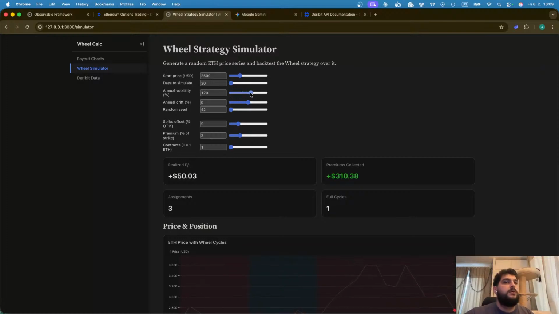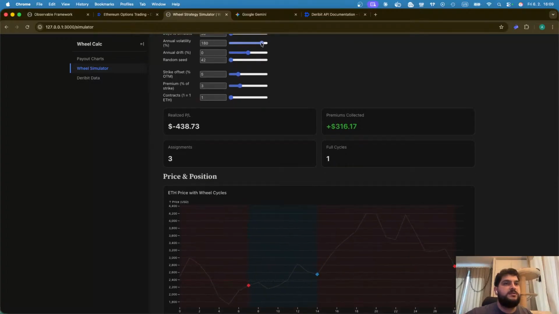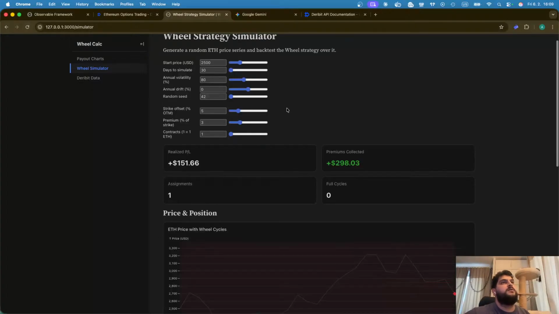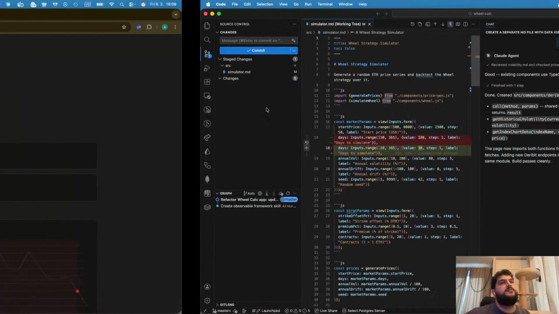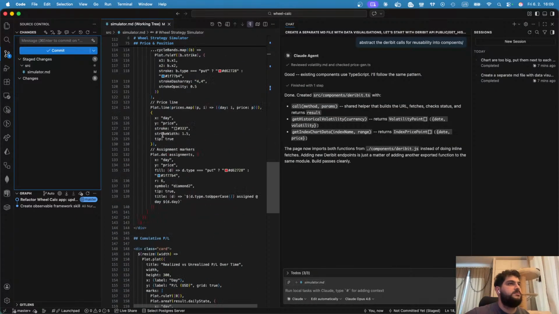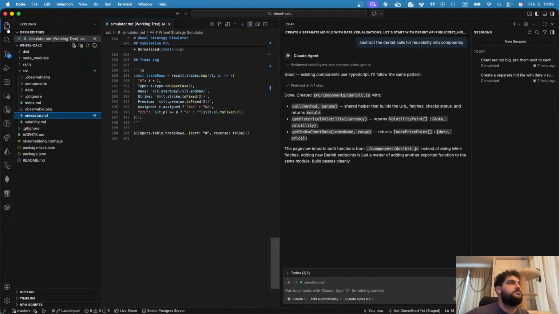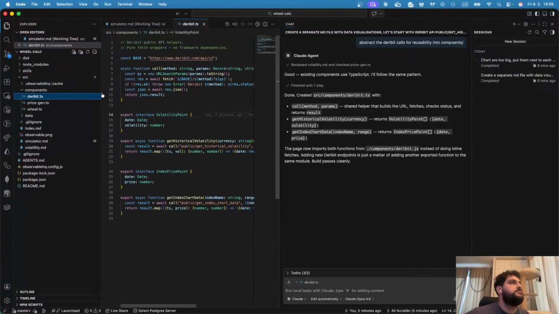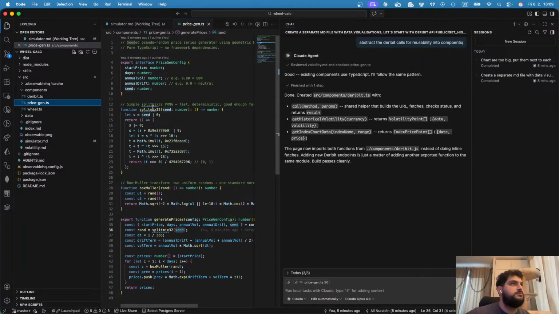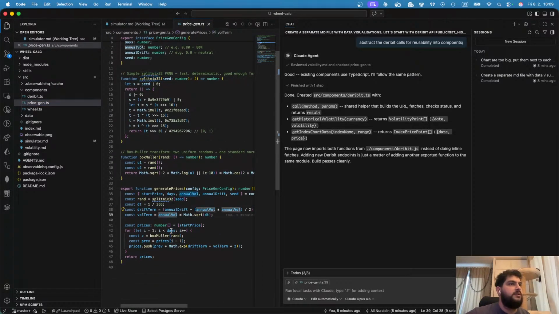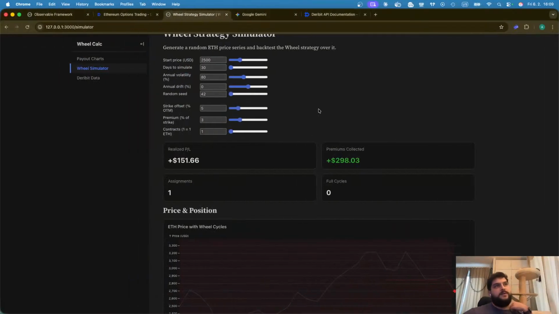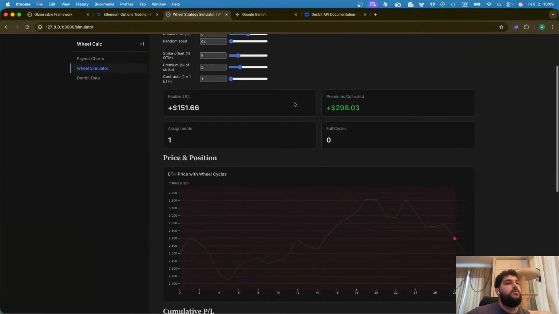And this is what I don't understand, how volatility affects this. Oh, okay. So I think it just gets a new random value for the prices based on that, right? Okay. Cool. Now I understand more.